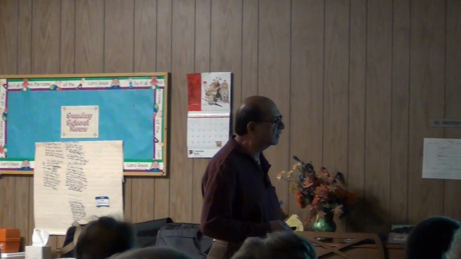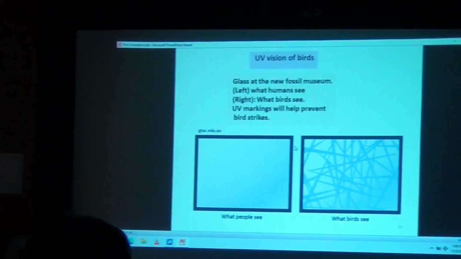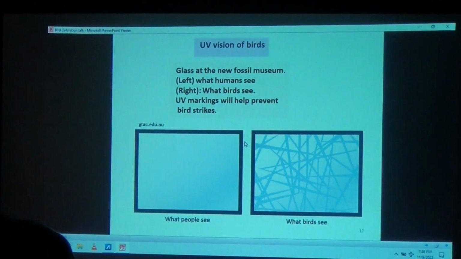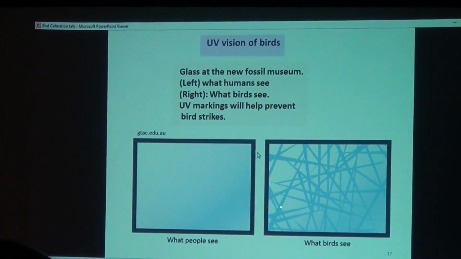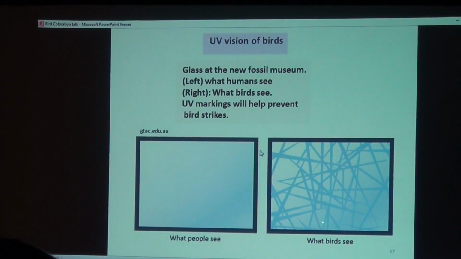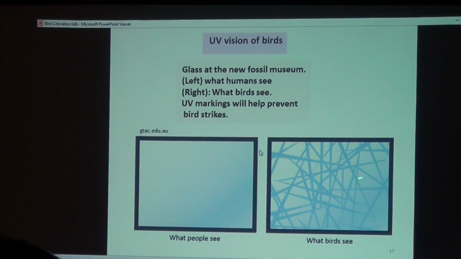so I'd like to move on now. Oh, this is just an aside. I saw a news item somewhere that said that in the new museum that's going to be up the street, the glass has UV markings, crisscross UV markings. And this is what birds will see, and this will help to prevent bird strikes. And humans cannot see UV, so it's going to look more like this.